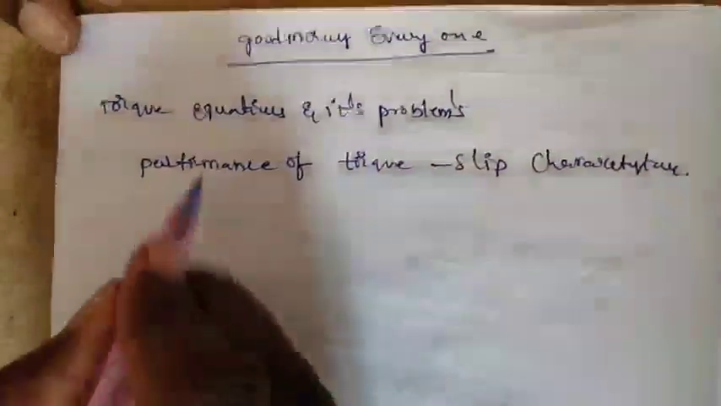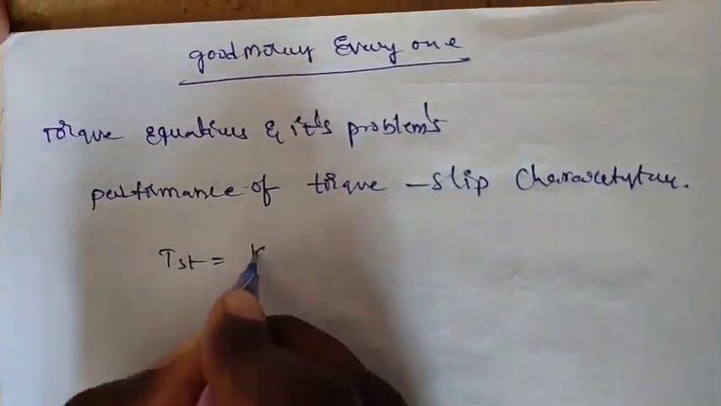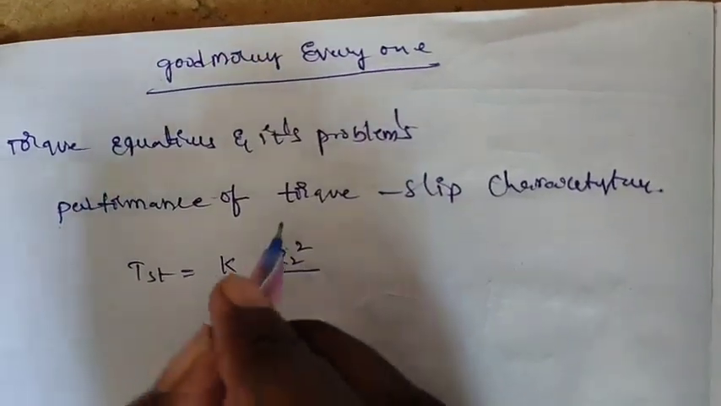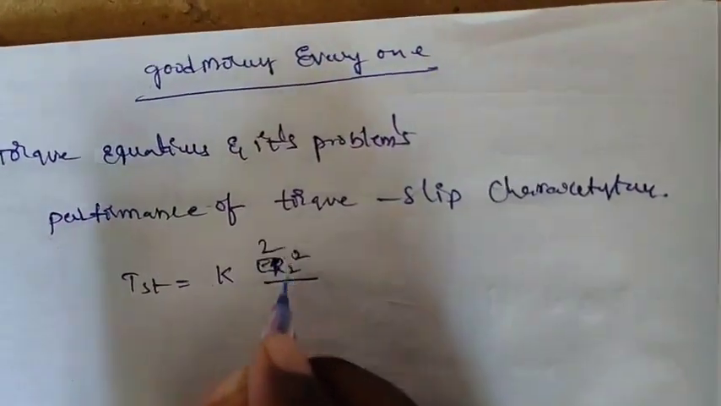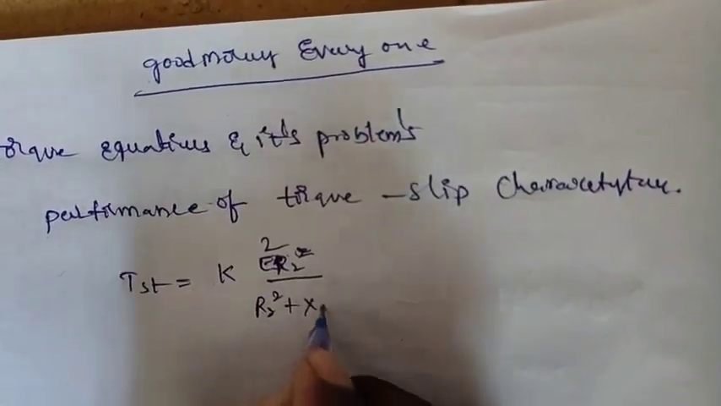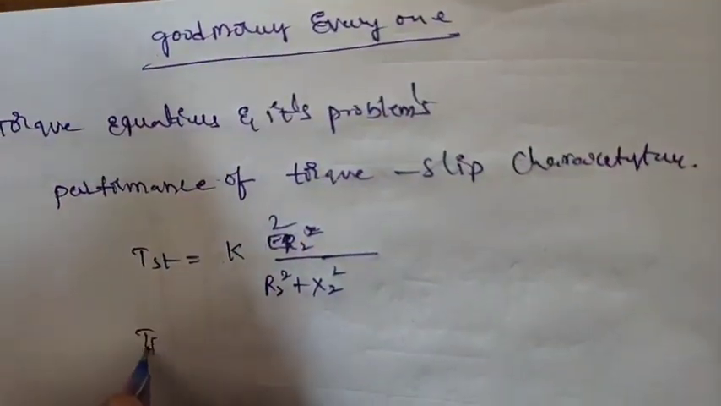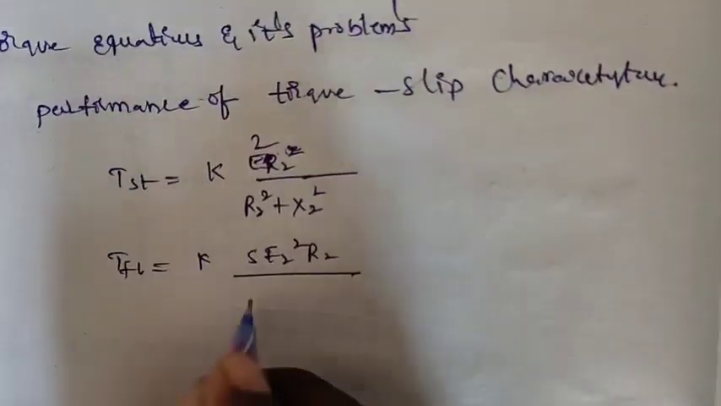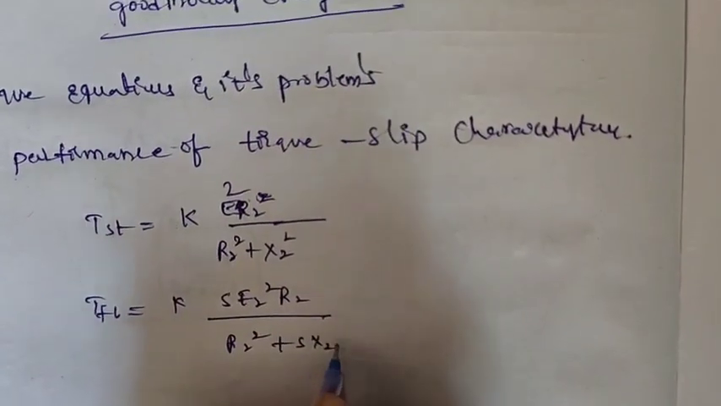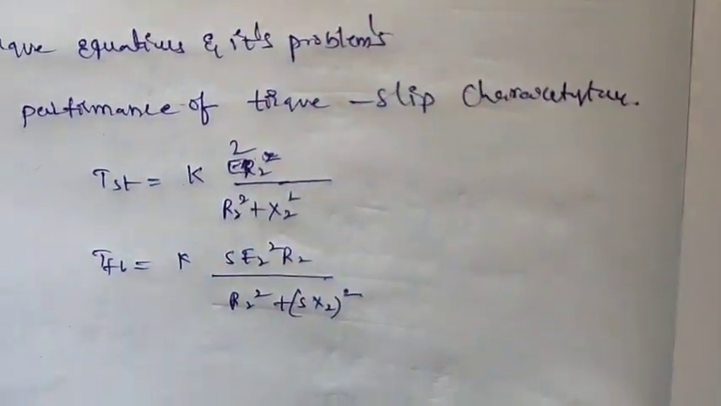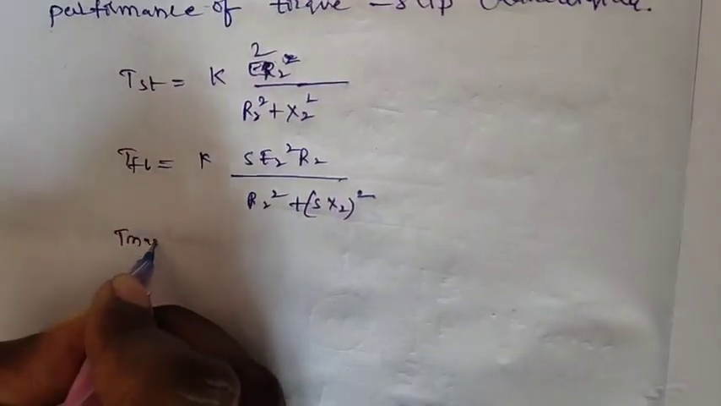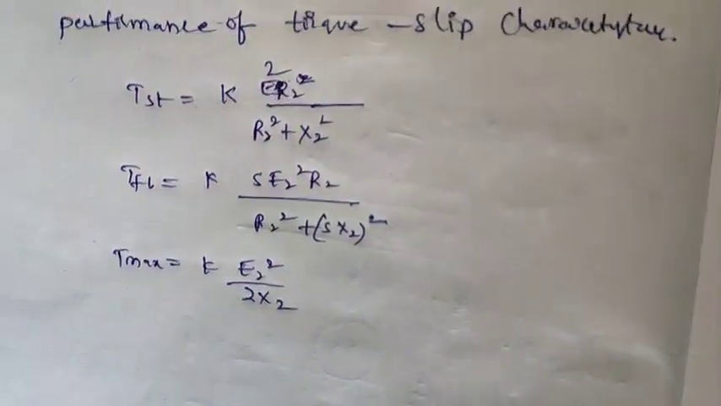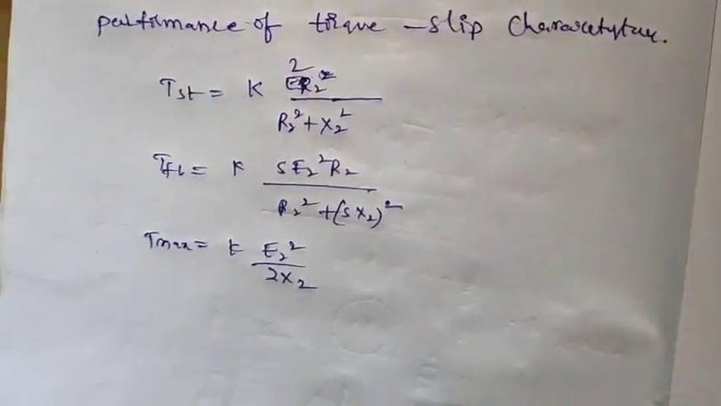We have formulas for starting torque, equal to constant K into E2 square R2 divided by R2 square plus X2 square. This is the full load torque, equal to K into S E2 square R2 divided by R2 square plus SX2 whole square. And maximum torque, T max, equal to K into E2 square by 2X2. So observe these three torque equations.